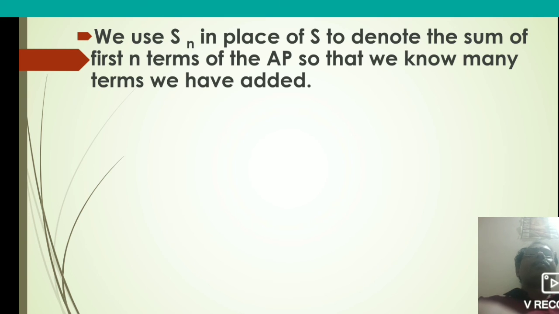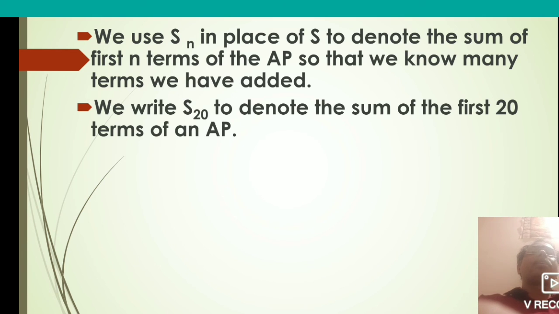Now let us see once again. Here we use Sn in place of S to denote the sum of first n terms of the AP, so that we know how many terms we have added. Just before, how many terms did we add? 21 terms. So that's why we use S21. For example, we write S20 to denote the sum of the first 20 terms of an AP.